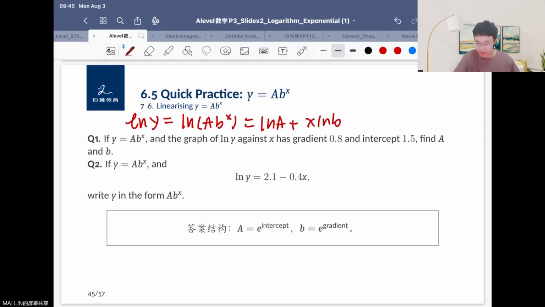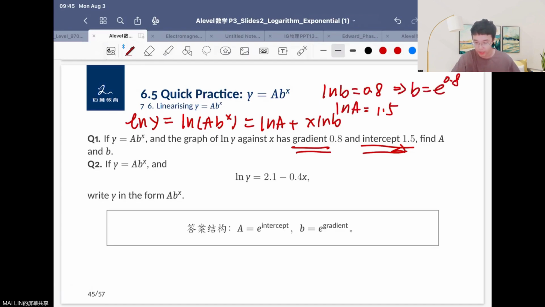Then we can set the gradient as 0.8 and the y-intercept as 1.5. You can just put the two values in here. So gradient 0.8 can be considered as log b equals 0.8, and the intercept is 1.5, so log a equals 1.5. If you want to find the exact values of b and a, you can set b equal to e to the power of 0.8 and a equal to e to the power of 1.5.